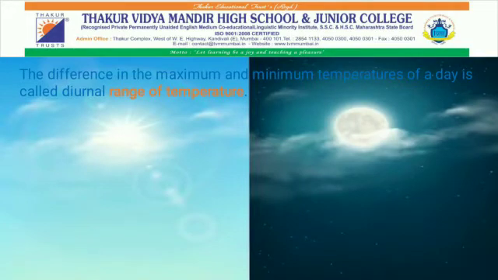As I told you, the difference in the maximum and minimum temperatures of a day is called the range of temperature. If the maximum temperature of today is 36 degrees and the minimum is 31 degrees, then the range of temperature is 36 degrees minus 31 degrees, that is 5 degrees Celsius.